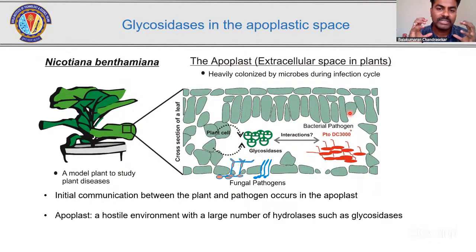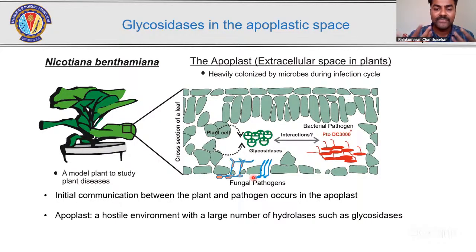It's a very important component in the context of plant-pathogen interaction, because the initial communication between a plant and the pathogen is initiated in the apoplast. It is also an important compartment which is heavily colonized by microbes during the infection cycle, because nutrient transport and water transport are going on in the apoplast. These pathogens take these nutrients and rapidly multiply during their infection cycle. But this is not an easy compartment for the pathogens to survive in, whether bacterial or fungal. They are going to face a hostile environment in the apoplast.